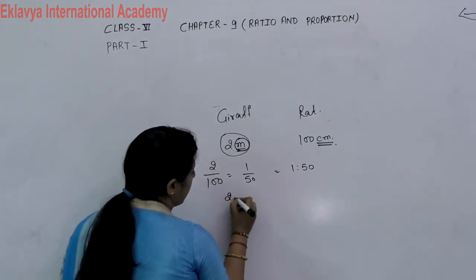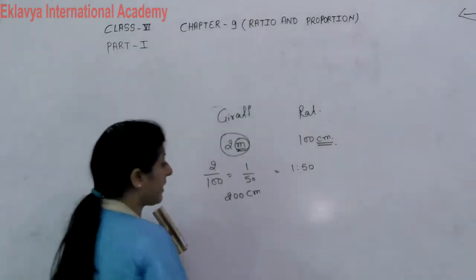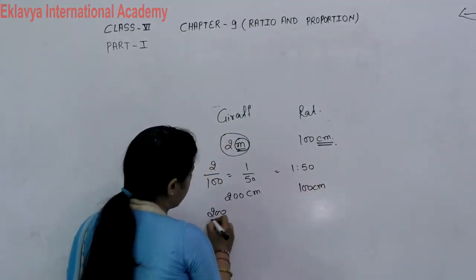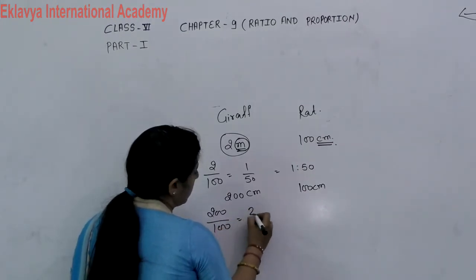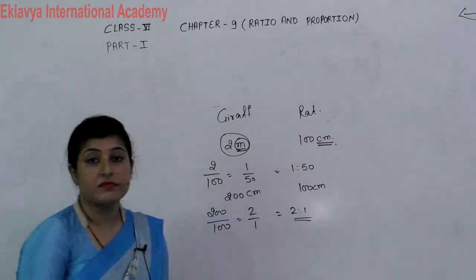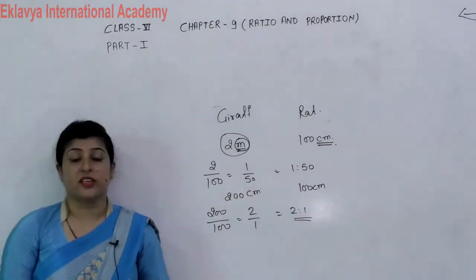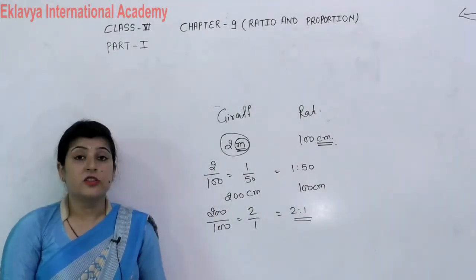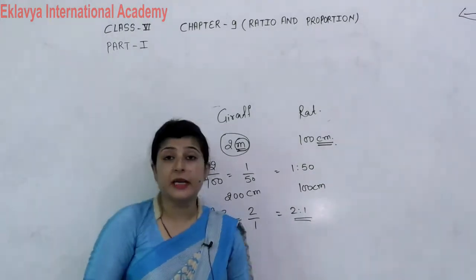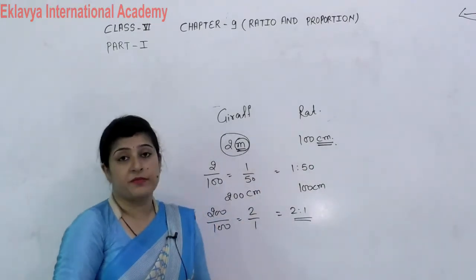It means we write down firstly 200 centimeter. And this one 100 centimeter. Now our ratio become 2:1, that is 2:1. It means giraffe height is twice of the rat height or anything like that. So whenever we are comparing the ratio, it is very important that unit should be same.